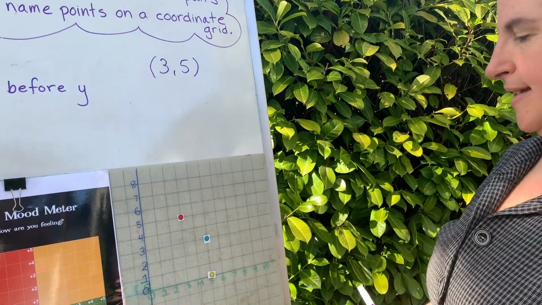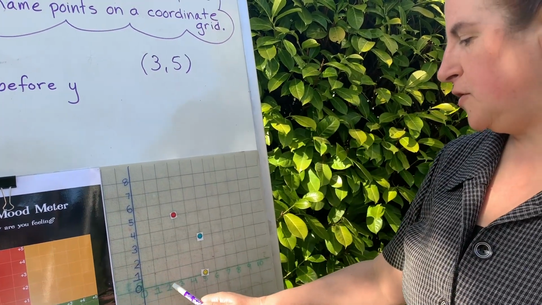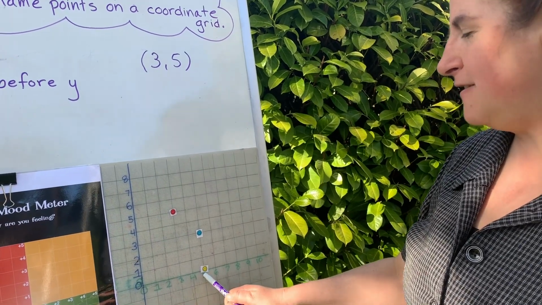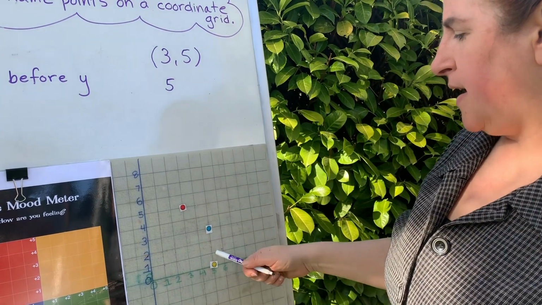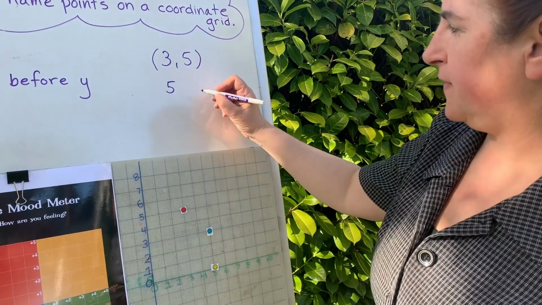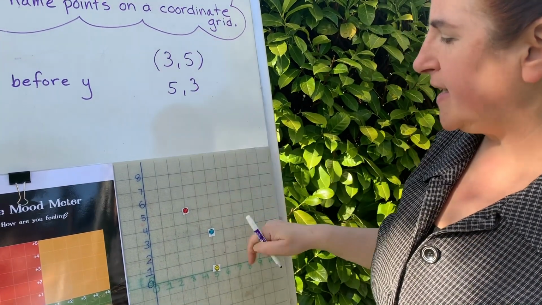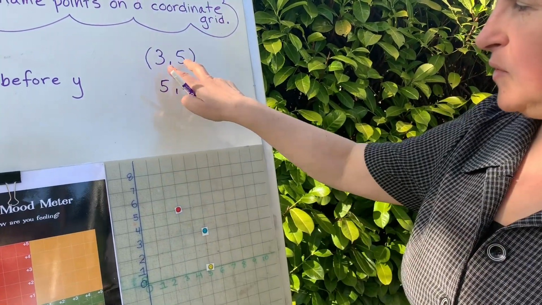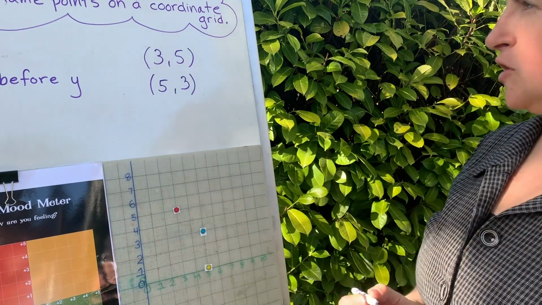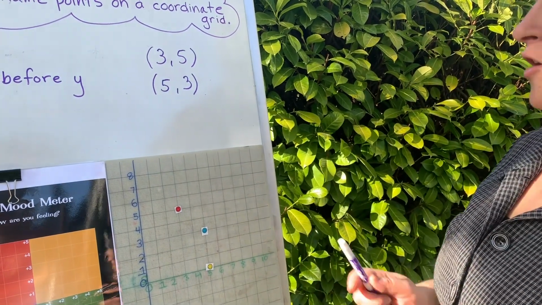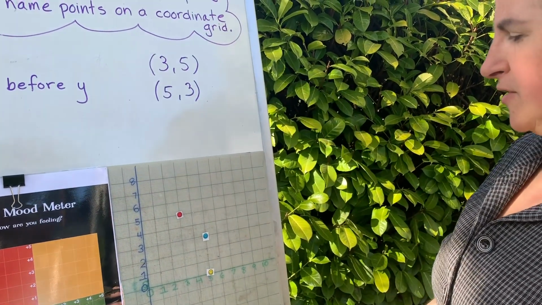Let's look at the opposite. If we go 1, 2, 3, 4, 5 and put the 5 first, and up 1, 2, 3, that's a completely different place. So it really does matter which order you put your ordered pairs. That's why they're called ordered pairs, because the order matters.